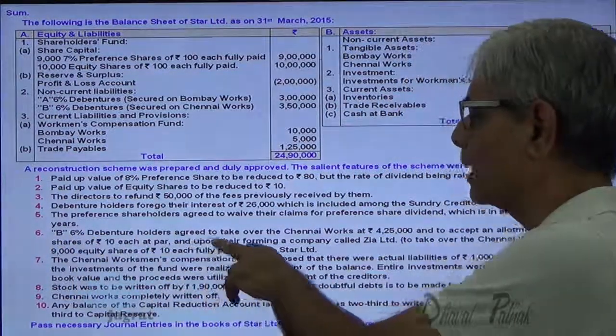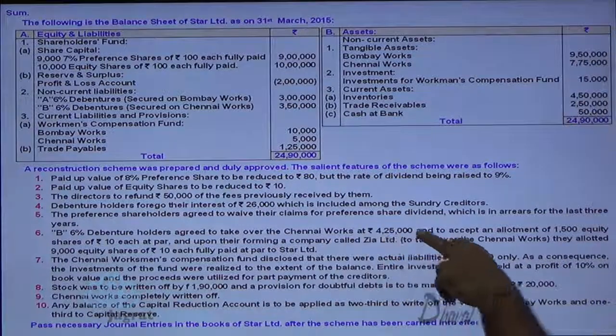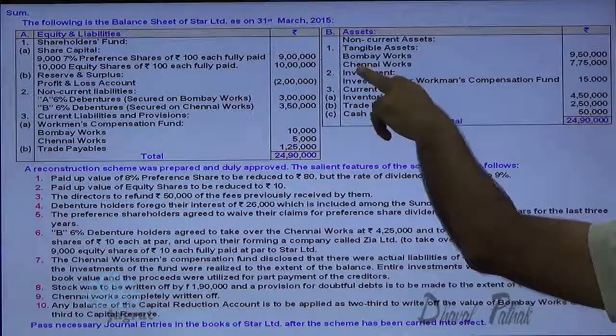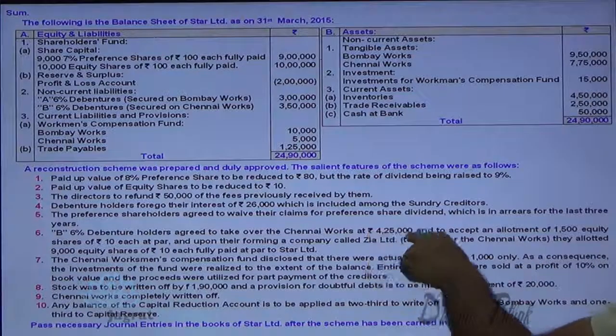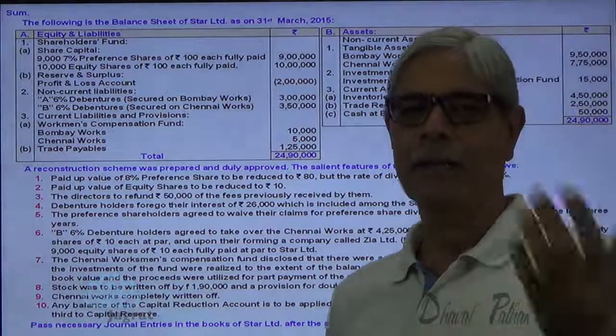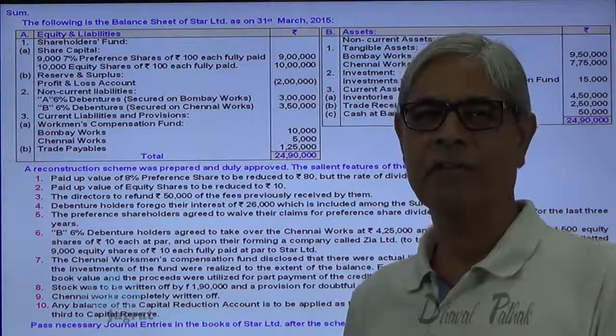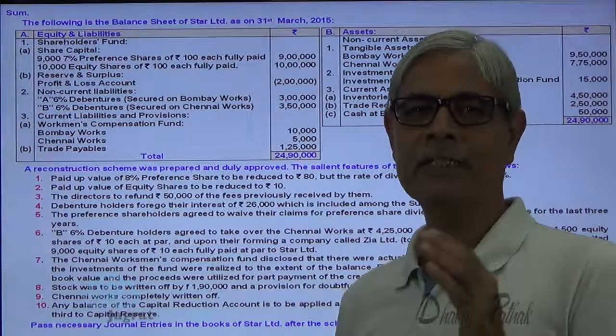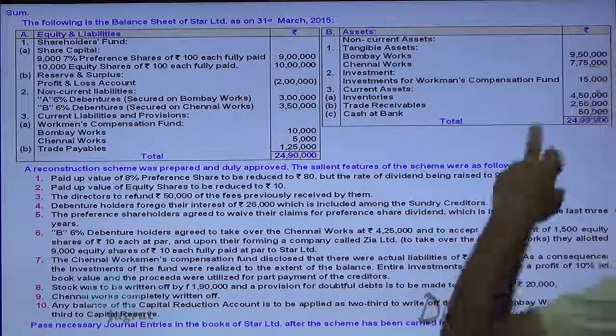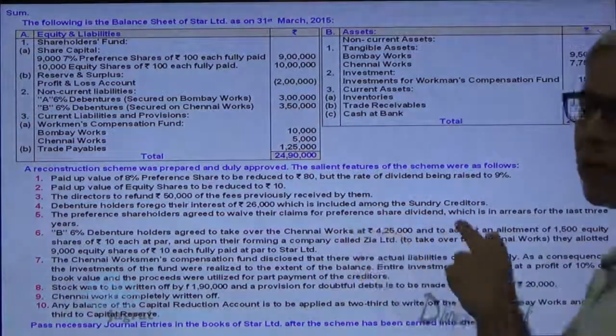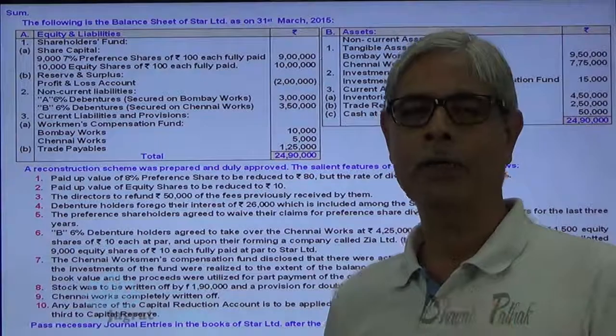B 6% debenture holders agree to take over Chennai Works for 4,25,000. Chennai Works is 7,75,000. The agreed value at which it is being taken by the debenture holders is 4,25,000. So the reduction in the value of Chennai Works, the Chennai factory, is a loss. That difference between 7,75,000 and 4,25,000 being lost will be debited to the capital reduction account.